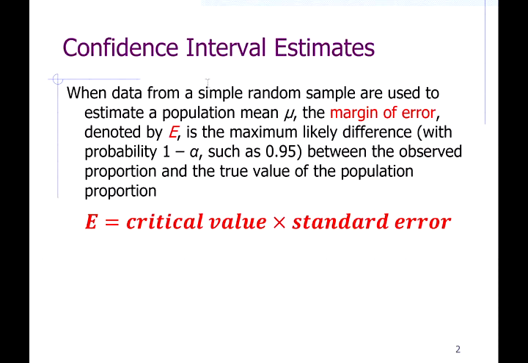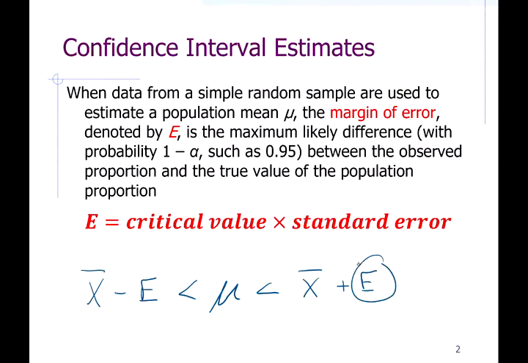One of the things that I discussed in my previous video is that the confidence interval is basically saying that the population mean is somewhere between our point estimate plus or minus the margin of error. So between x bar minus e and x bar plus e. And that e, that margin of error, is coming from the critical value times the standard error.